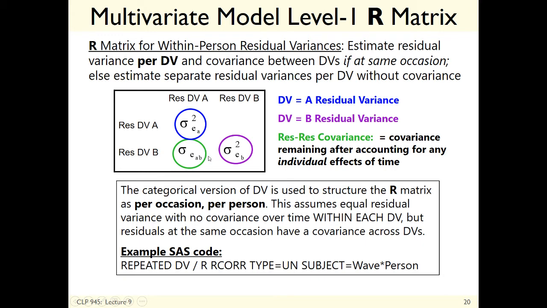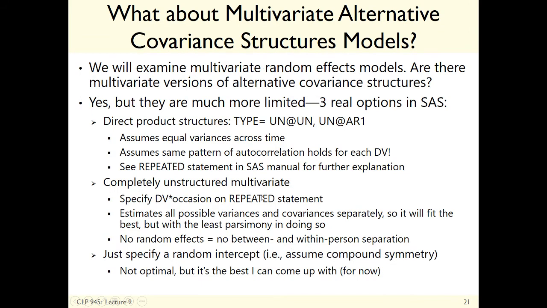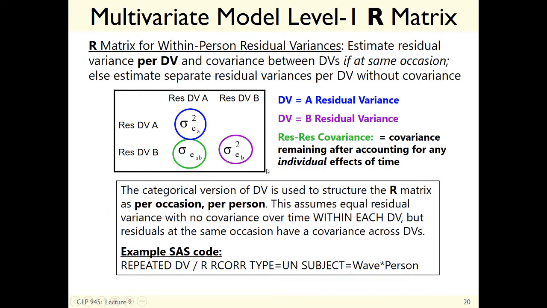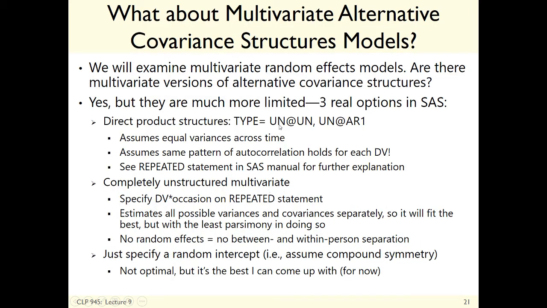If you want this covariance, you'll have to do something else if you don't, which I have somewhere in one of these slides, I think. There really aren't good extensions of alternative covariance structure models for this. There's a couple in SAS. You can have completely unstructured or various combinations of AR1. That's the one place where there really isn't many choices for this in the multivariate framework.